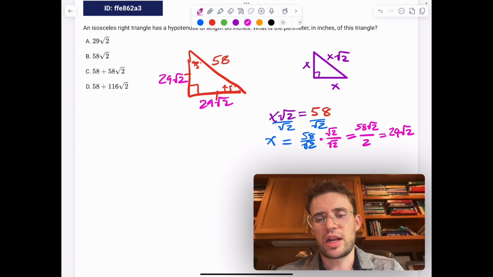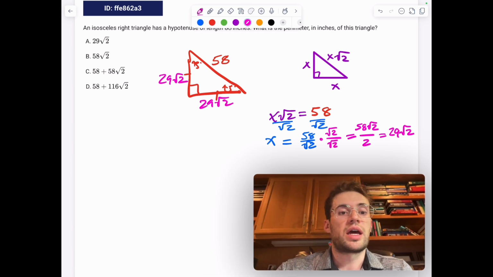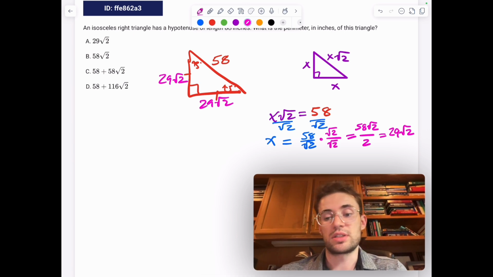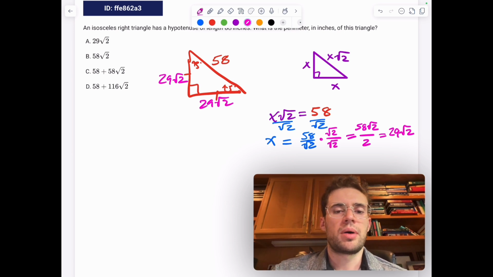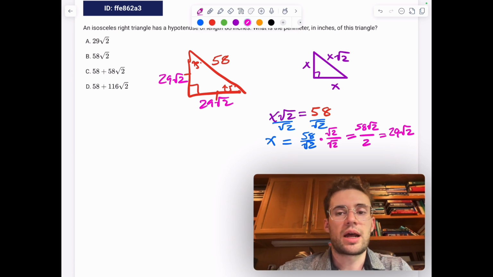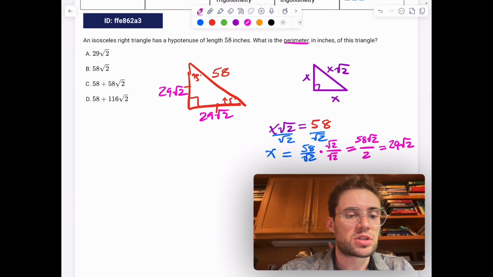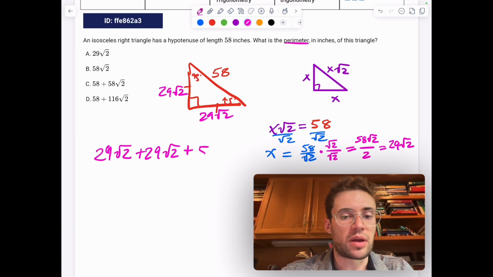Now some people will just leave it as 58 over root 2. If you want to do that, you just have to type all of these options in and see which one has the matching decimal. But as long as you are comfortable rationalizing the denominator, if we want to find the perimeter, we just add up those three sides. So 29 root 2 plus 29 root 2 plus the 58 we were given.